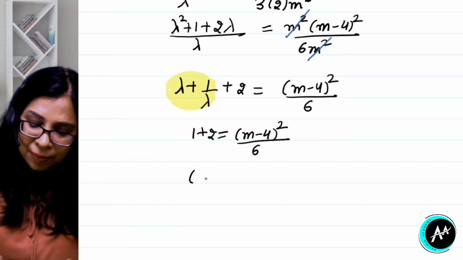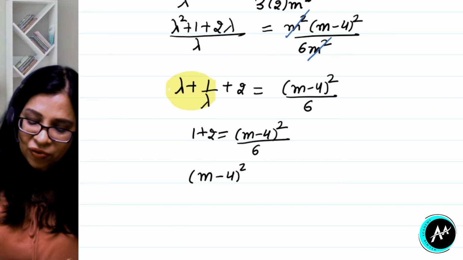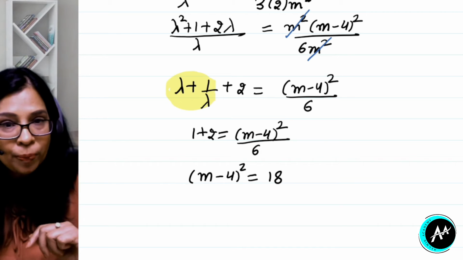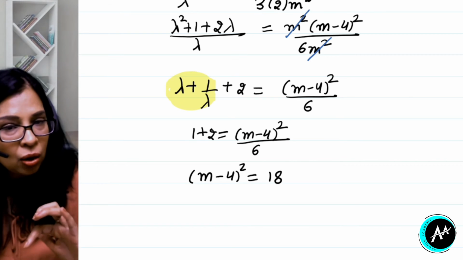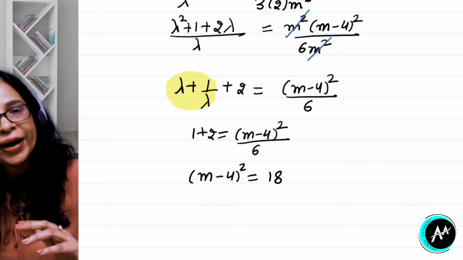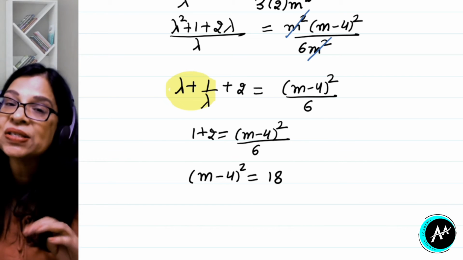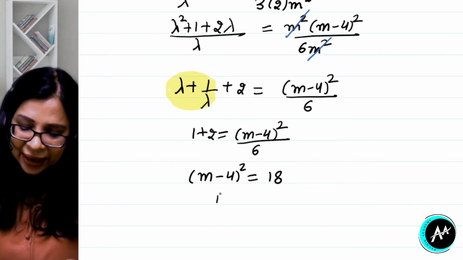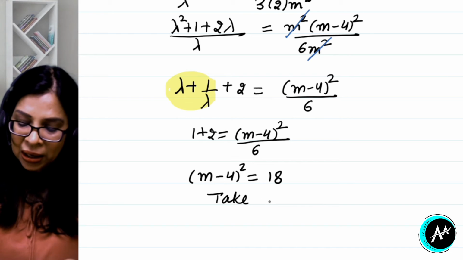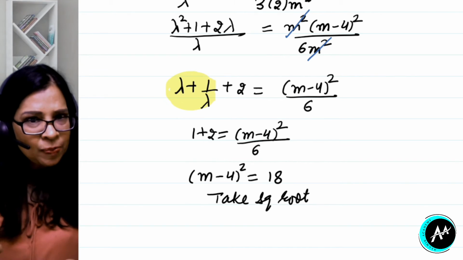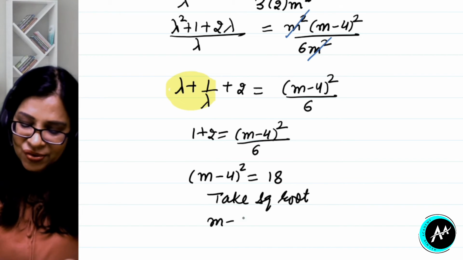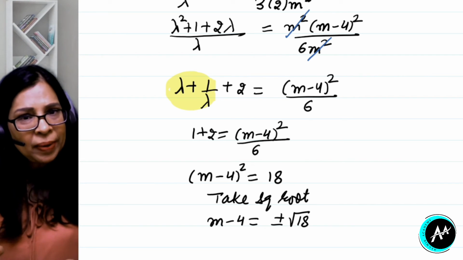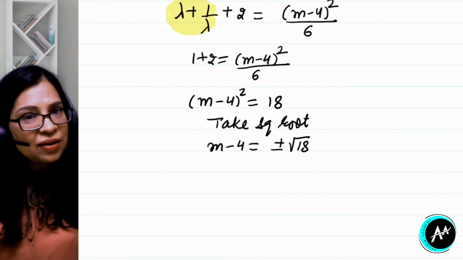I get m minus 4 whole square will be equal to 6 3s are 18. Either you can open the brackets, okay, and then a quadratic equation will be formed. You can find the two roots and we can find the least value of m, that means the smaller one. Or what we can do is we can take square root here also. Okay, if you take square root at this place, we will get m minus 4 is equal to plus minus root 18. This can be done. So it will save time. It will give us m directly.